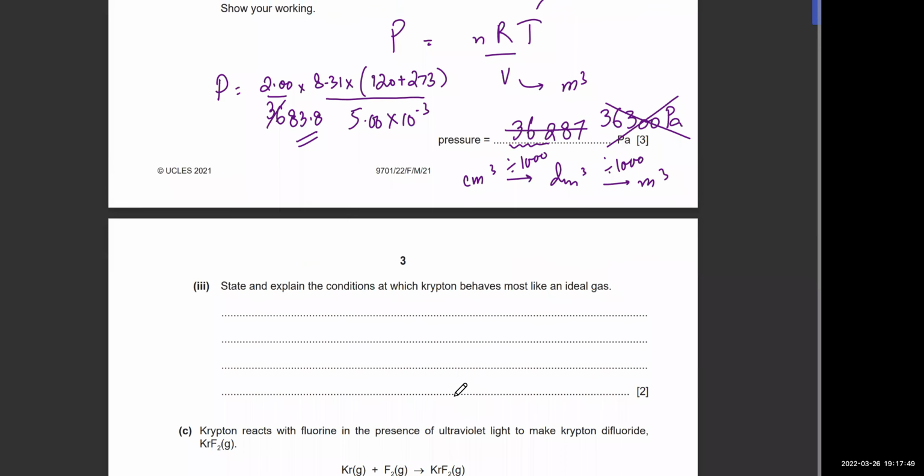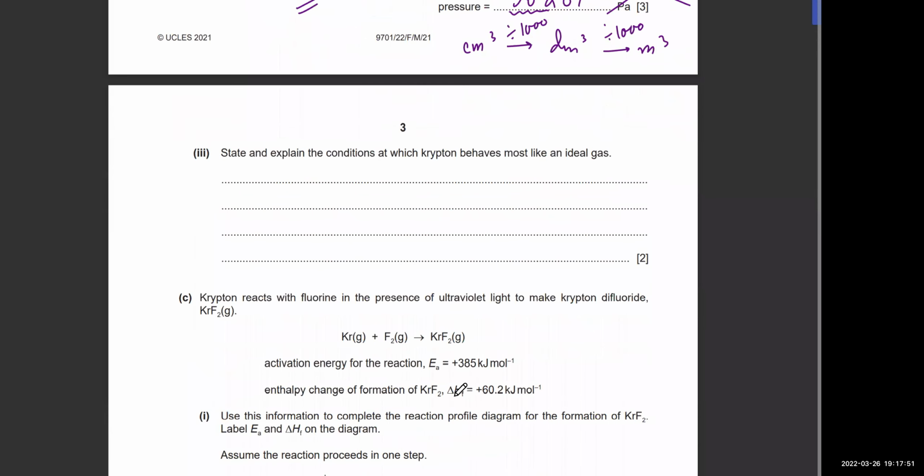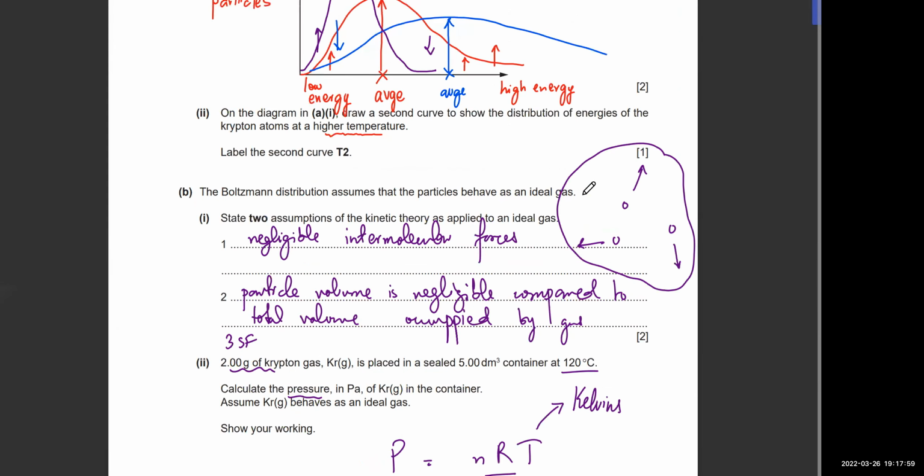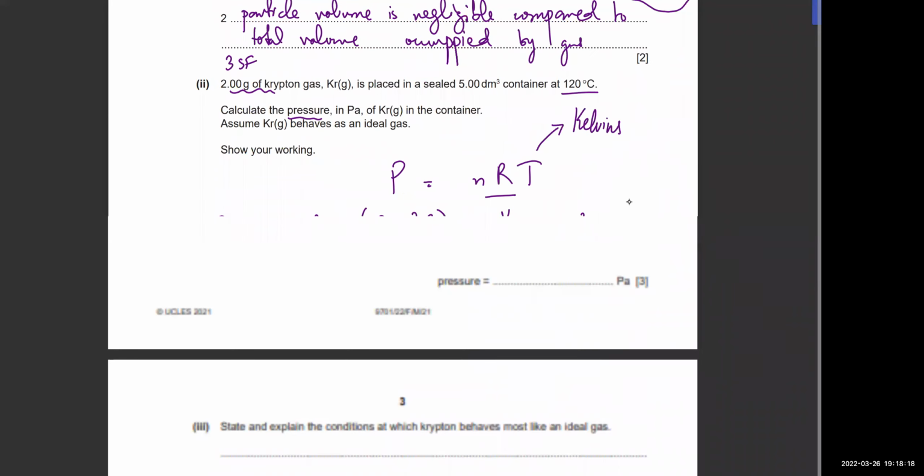Just make sure you don't make silly mistakes like this. As I stated and explained, the conditions at which krypton behaves most like an ideal gas. So remember, when will a gas behave as an ideal gas? When its particles are able to move freely in all directions. That's what a gas is. And they're able to do that at high temperatures, because at high temperatures, the particles are energetic, so they can overcome the intermolecular forces that are keeping them together, and they would behave as a gas. So that's one.